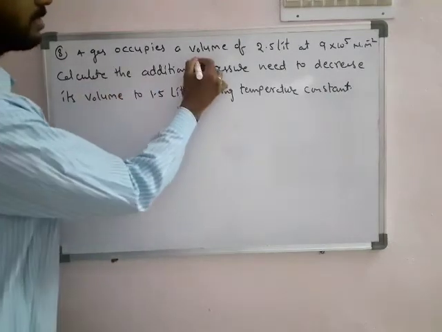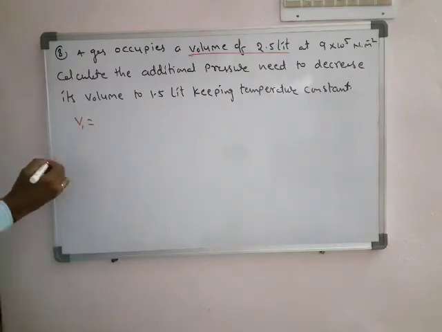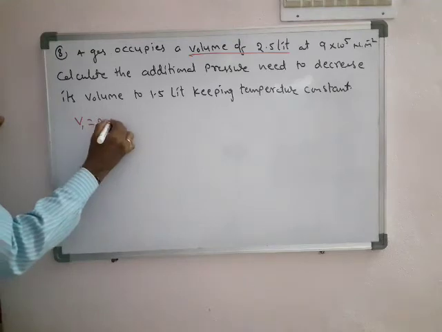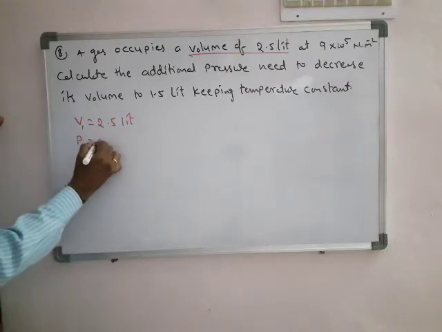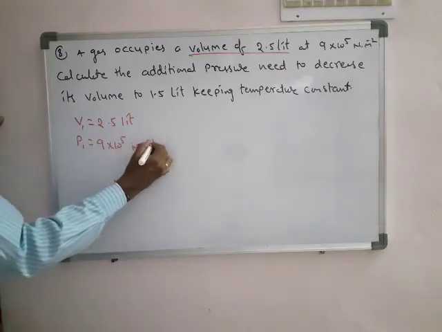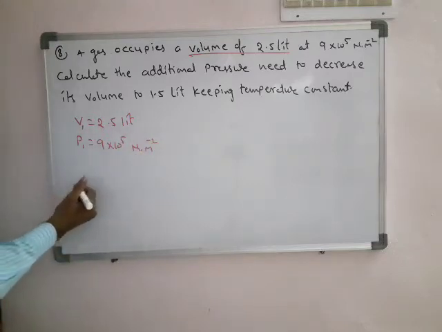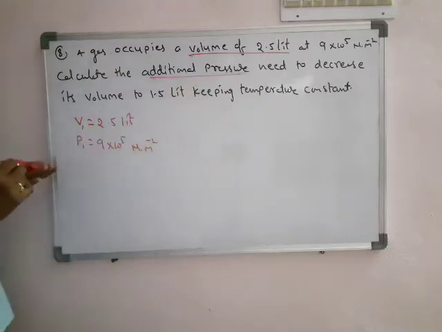The gas occupies a volume of 2.5 liter. So let's take the volume of the gas as 2.5 liter. What is the initial pressure? 9 into 10 to the power 5 Newton per meter square. Calculate the additional pressure, which means you need to calculate the extra pressure.